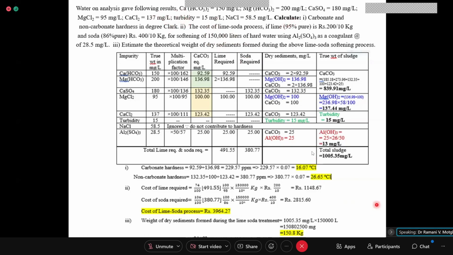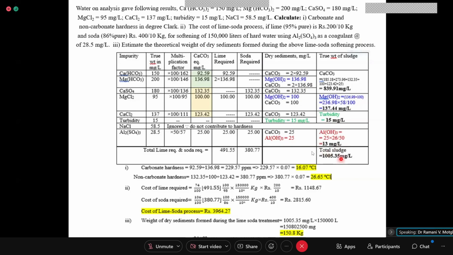Things are clear? Are the things clear to you? Yes, ma'am. Okay. So this is the most complicated numerical. Rest, if this sludge is not asked, mostly for your sessional sludge won't be asked. Such type of complicated numerical is asked only in the end semester examination, and therefore I have covered most of the thing.